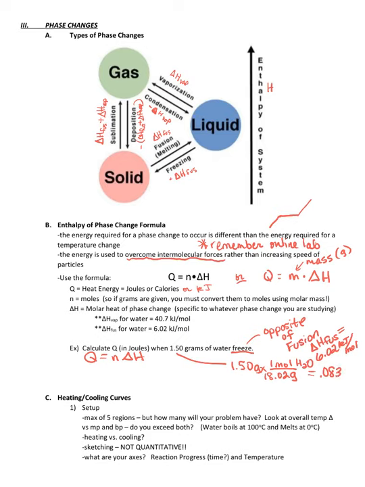1.50 divided by 18.02 is 0.0832 moles of water. So Q equals, and this was for freezing specifically, but we know that's equal to n times the negative delta H of fusion, because freezing is the opposite of fusion. So let's plug and chug now.